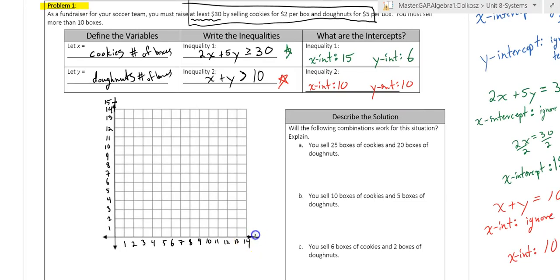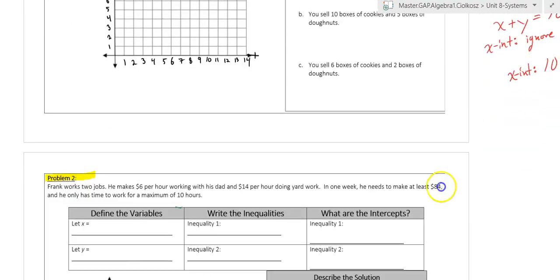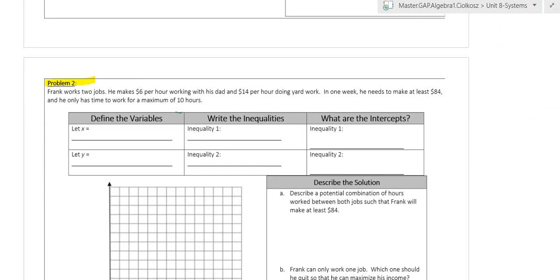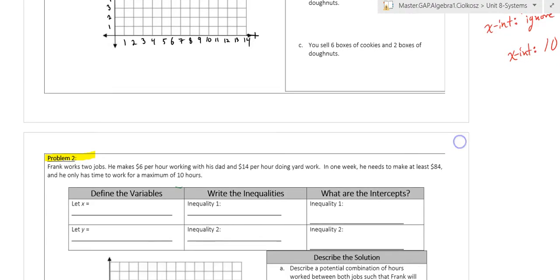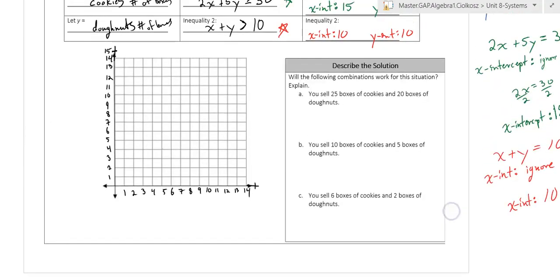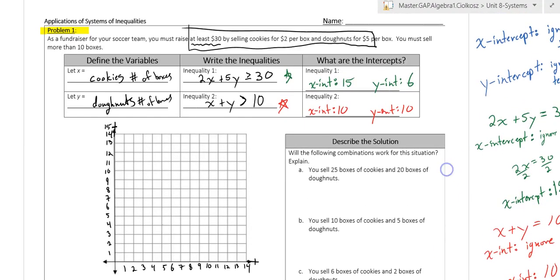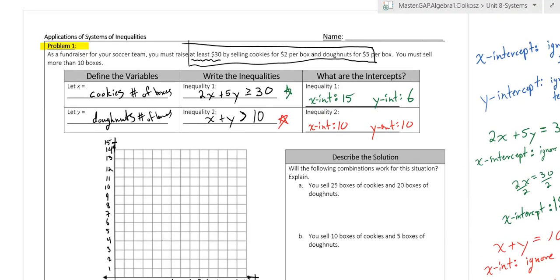Another option is you can use a different scale. So say you want it to go by 2s. As long as you label it, you can use whatever scale you want. Example 2 here, we'll write the inequalities, but we'll leave the rest up to you to do. So we'll go through the inequalities here, but as far as the rest of the problem, that'll be left to practice.